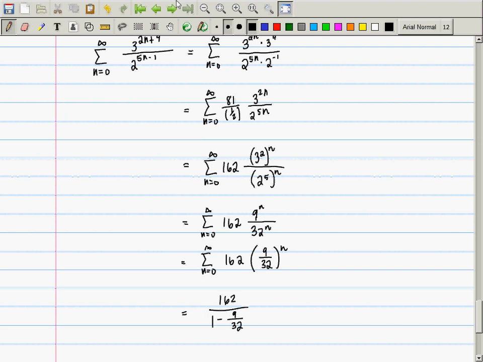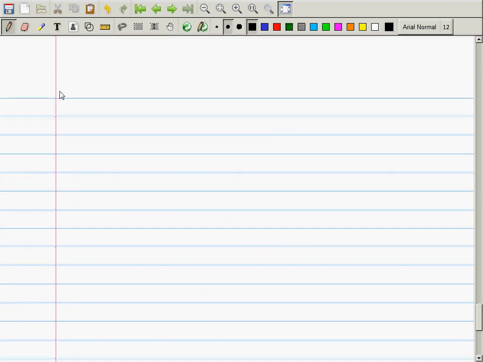Okay, so now I have another subtlety that I want to expose you to. How about the sum from n is 1 to infinity of 5/3 to the n?